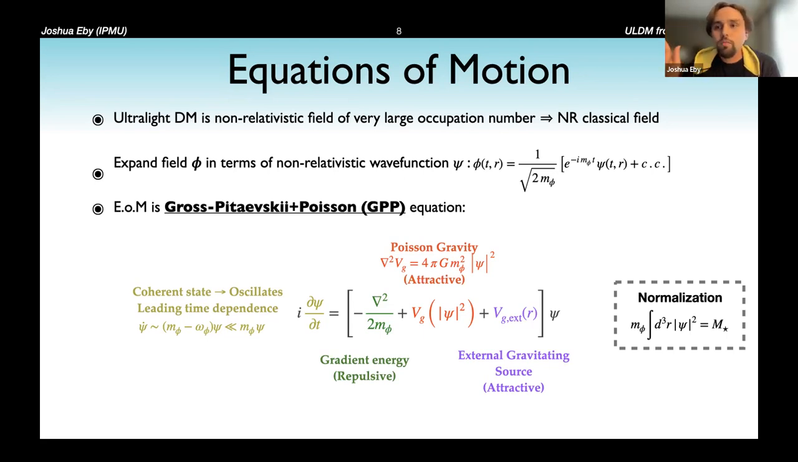And to these three terms, I could also add self-interaction terms, which are very interesting and change the picture a little bit, but I will ignore self-interactions in this talk. Feel free to ask me about those later.